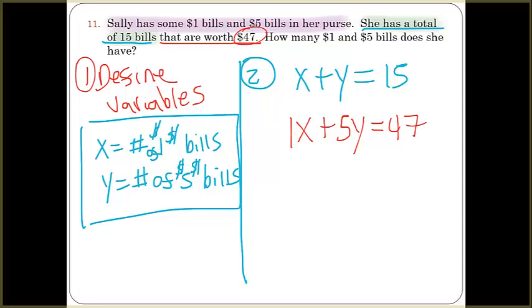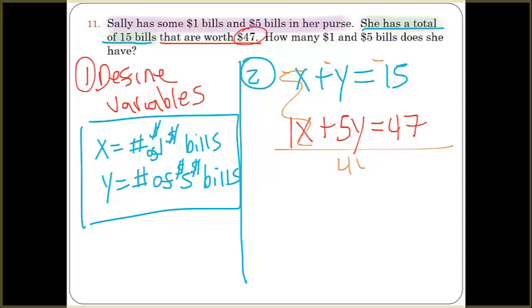So I have in the first one the amount of bills, and in the second one the worth of those bills and what they total up to. So now I can use elimination. You can also use substitution if you want to, but I think elimination is the easiest one to use here. So I'm going to multiply the top equation by a negative and add straight down, so these guys go away.